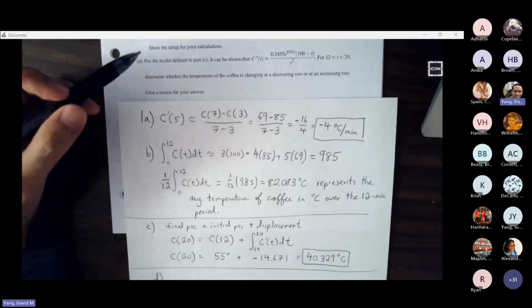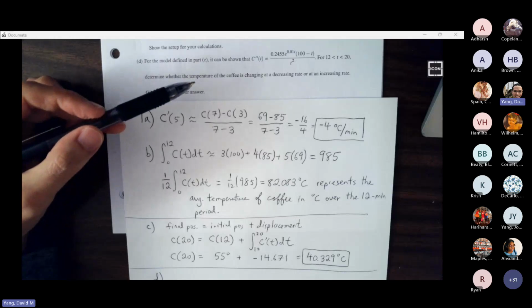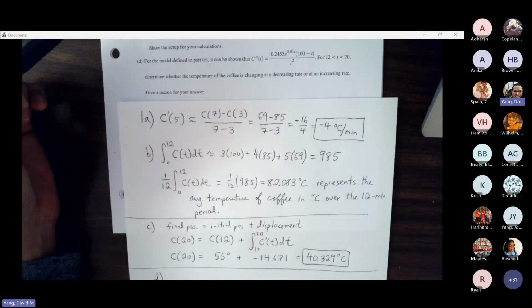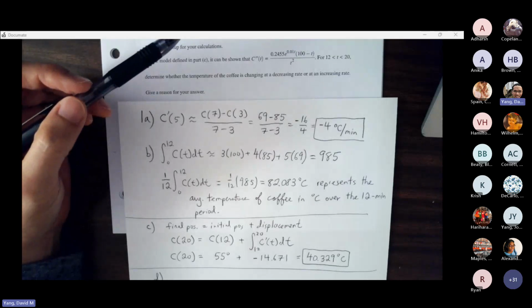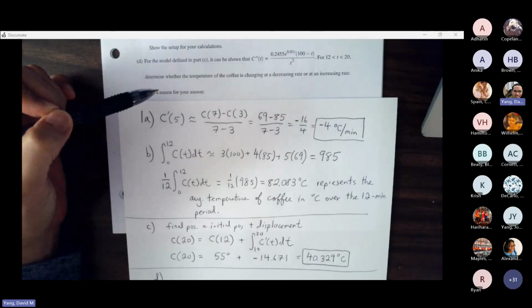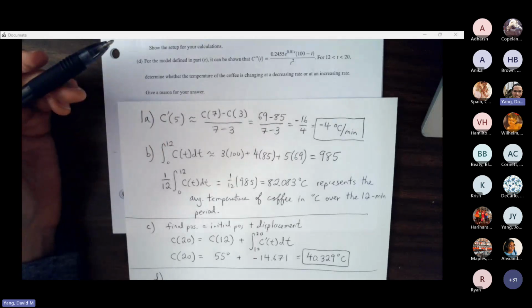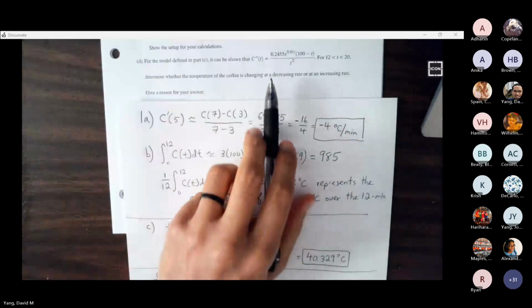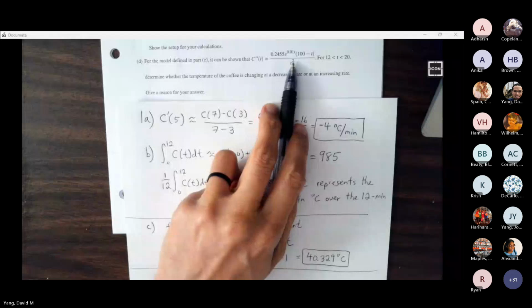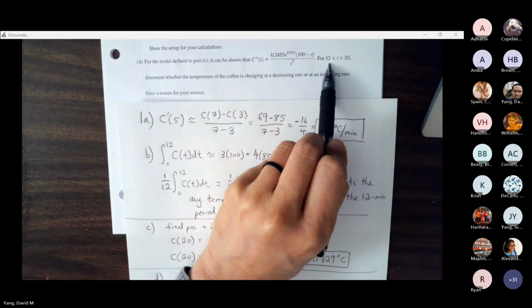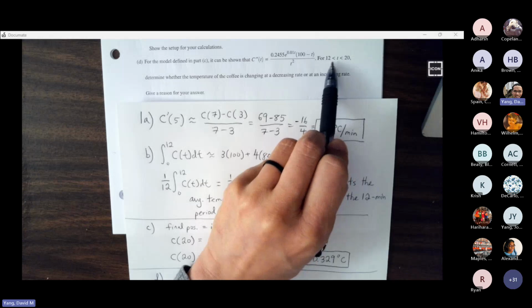Okay, for the model defined in part C, it can be shown that C double prime of t is equal to the given function here. For t between 12 and 20, determine whether the temperature of the coffee is changing at a decreasing rate or at an increasing rate. So we can try any value between 12 and 20.